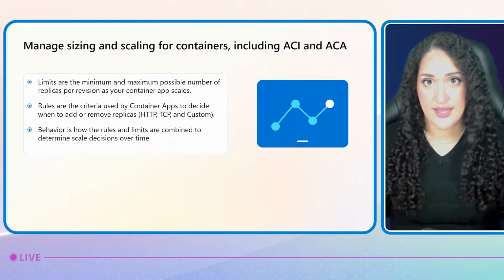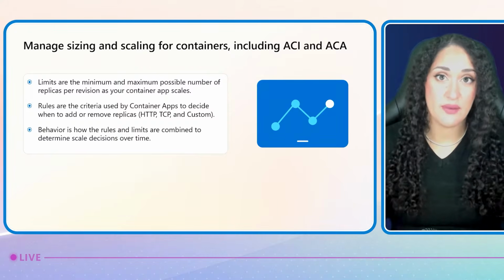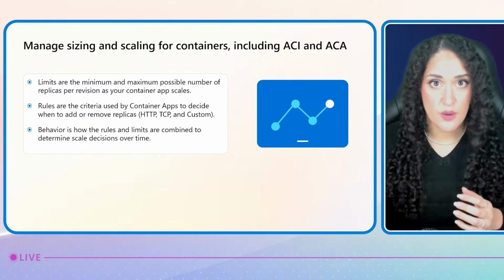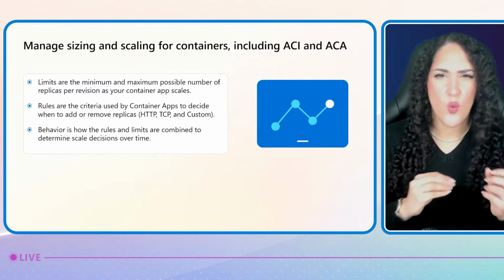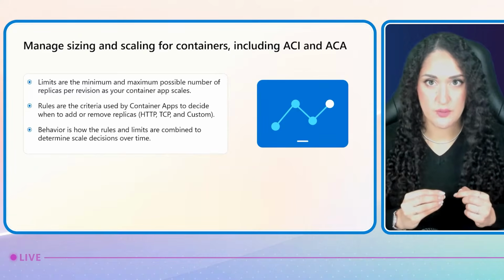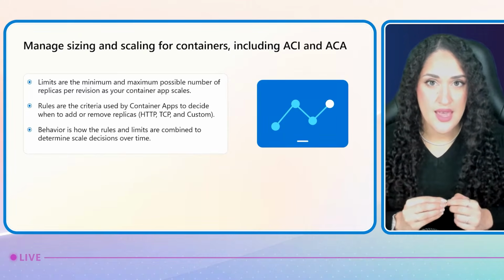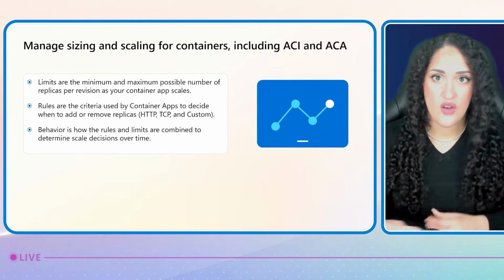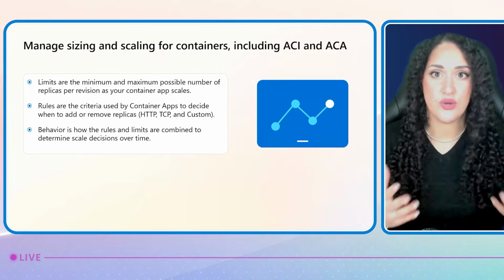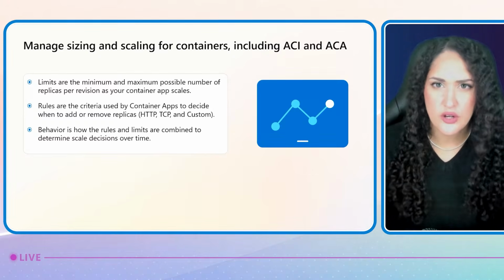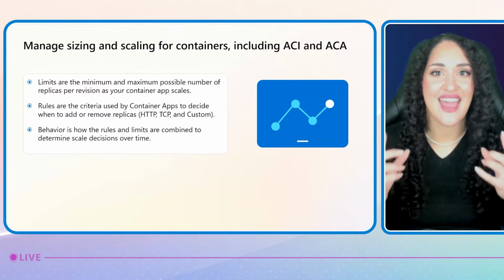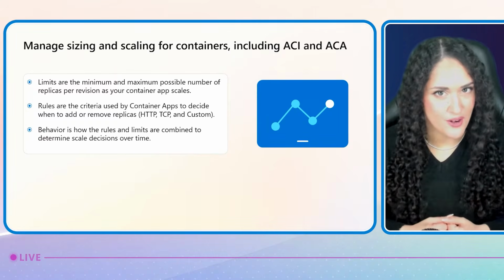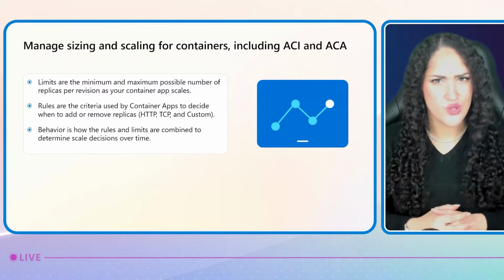Scaling containers in ACI and ACA is defined by limits, rules, and behavior. Limits set the minimum and maximum replica count. Rules define when to add or remove replicas based on HTTP, TCP, or custom metrics. This behavior combines rules and limits for final scaling decisions. For the exam, make sure you understand these three concepts and know that for full orchestration with automatic scaling, AKS is the recommended service. Have you clarified what are the benefits of using each of the container services yet?